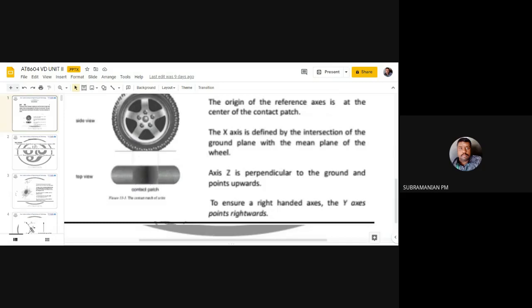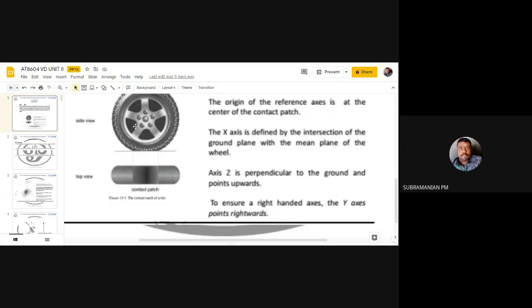Already you know what is the x-axis, that is along the longitudinal direction. The x-axis is defined by the intersection of the ground plane with the mean plane of the wheel. Okay, you can define it like this also. Otherwise, we can say it is the longitudinal axis. Okay, then the z-axis will be perpendicular to the ground. In the side view, you can see the cursor movement perpendicular to the ground and pointing outwards. And the y-axis will be like this. You see the cursor movement. Okay, so in the top view, I can see the y direction, I can see the x direction.